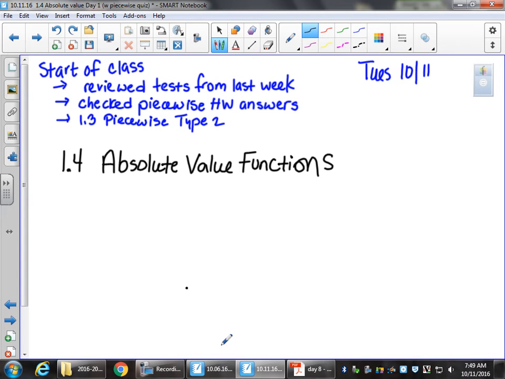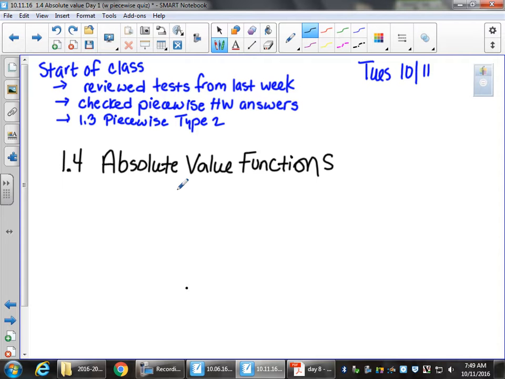We did start today's class with going over our piecewise homework answers. So if any of those from the notes or from the homework from Thursday are still causing you trouble, I will be after school 20 minutes today and an hour tomorrow. The type 2s, as I mentioned, will be back to you first thing tomorrow morning.